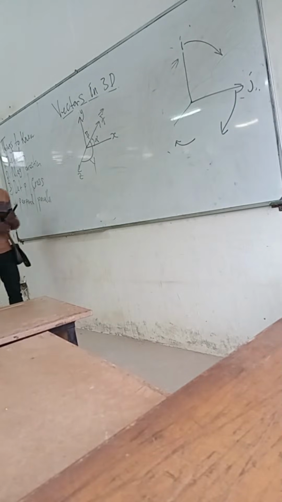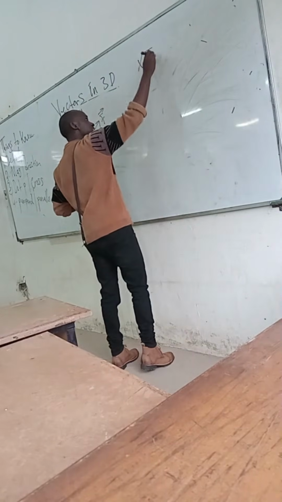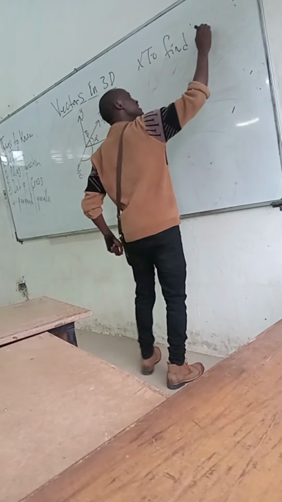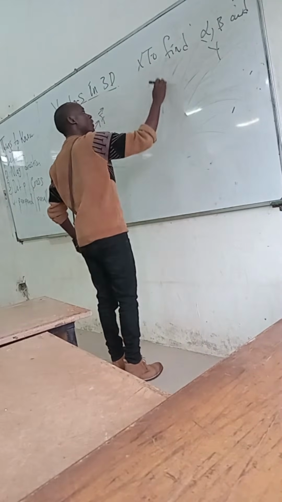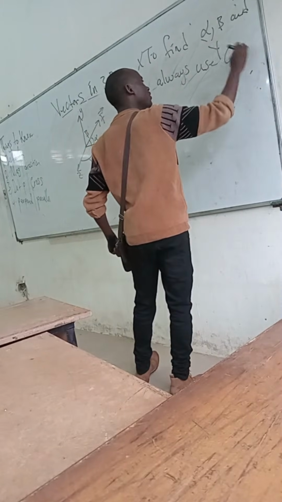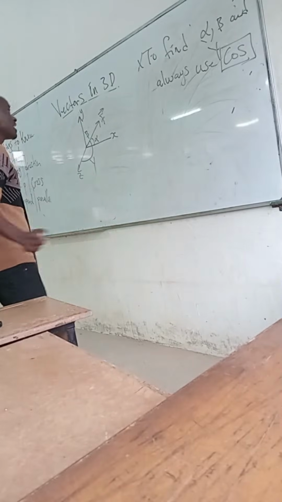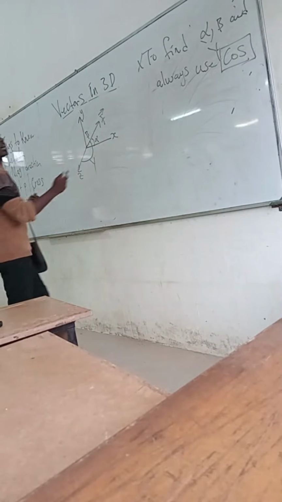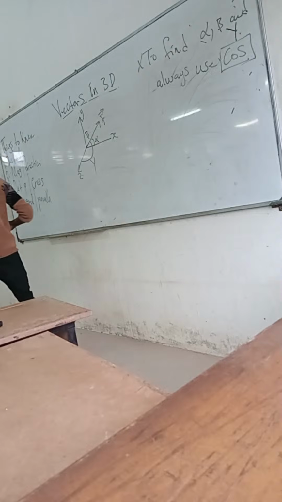Now, how do you find alpha? That is the question. Note that to find alpha, beta, and gamma, always use cos. Always use cos. So to find alpha, beta, and gamma, always use cos.